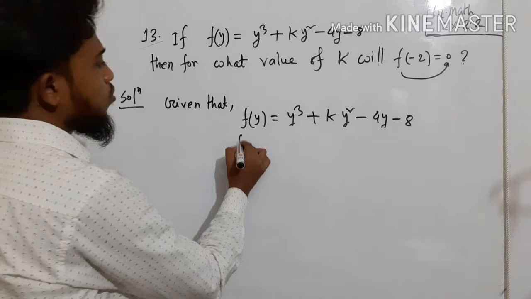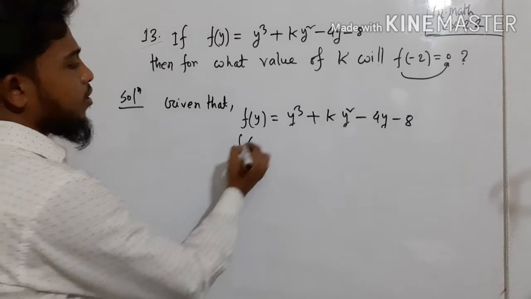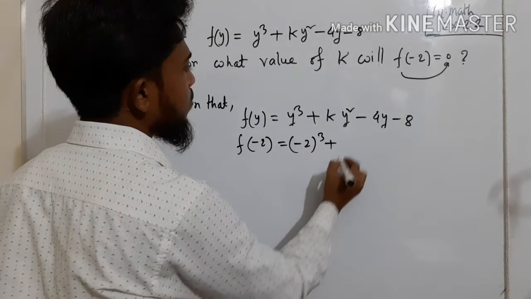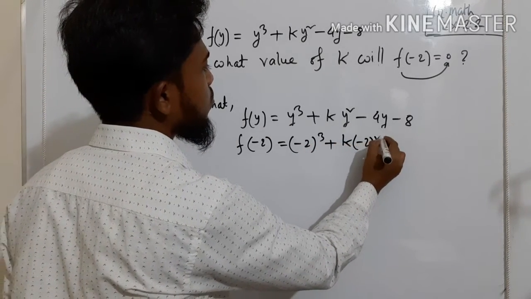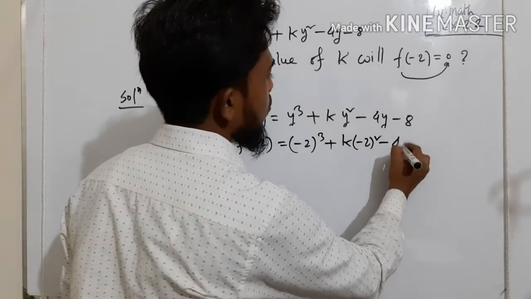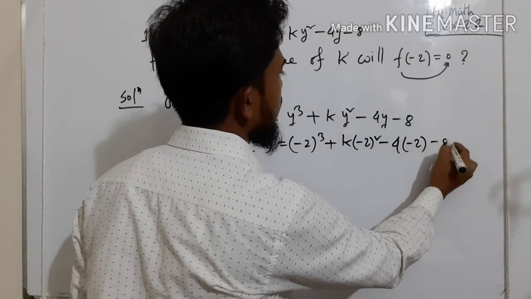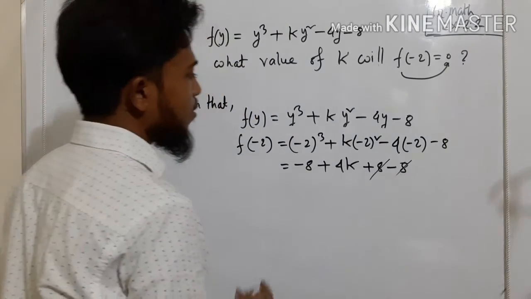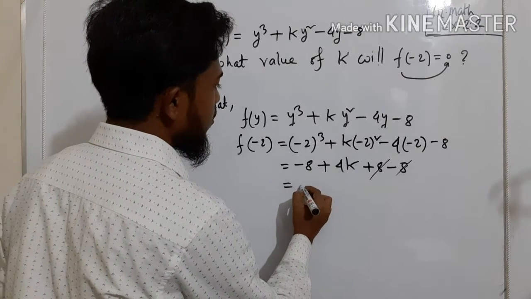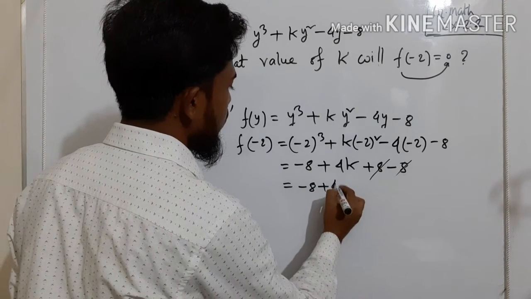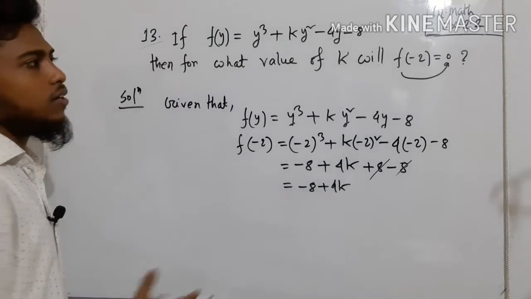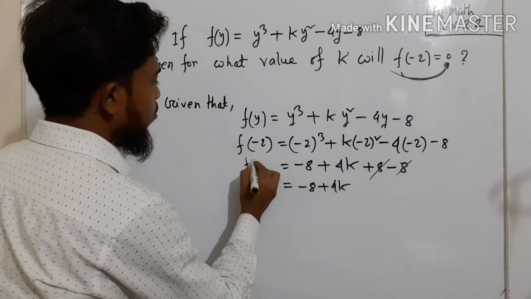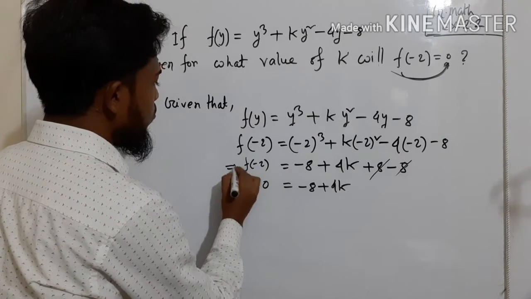So if we put y equal to minus 2, then minus 2 cube plus k into minus 2 square minus 4 into minus 2 minus 8. So plus 8 and minus 8 are cancelled. So we can write minus 8 plus 4k. Here we see that f of minus 2 equal to 0. So f of minus 2 equal to 0.